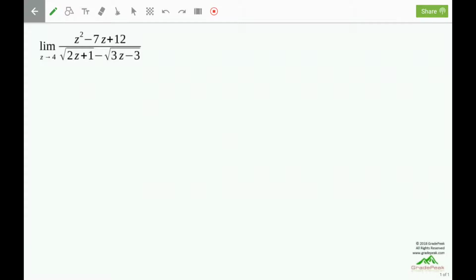Limit as z goes to 4 of z squared minus 7z plus 12 divided by the square root of 2z plus 1 minus the square root of 3z minus 3. The first thing we're going to do is plug a 4 in for each of the z's. In the numerator, that gives us 4 squared minus 7 times 4 plus 12. In the denominator, that gives us the square root of 2 times 4 plus 1 minus the square root of 3 times 4 minus 3.